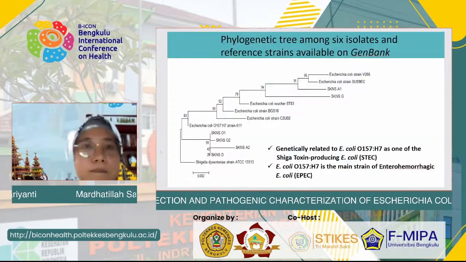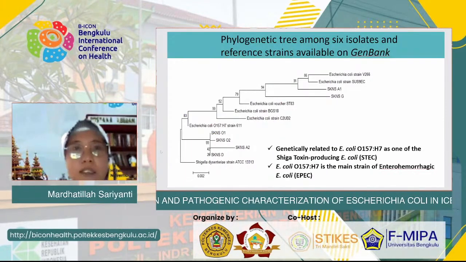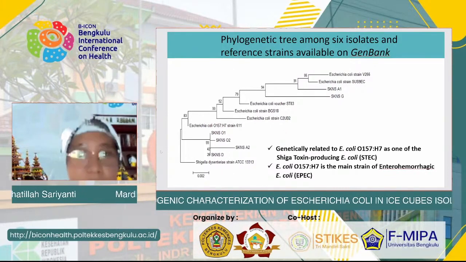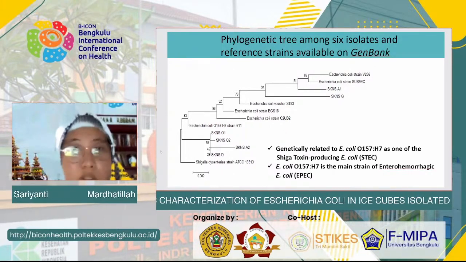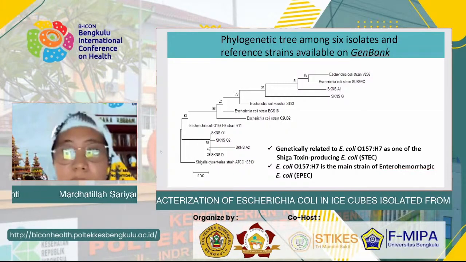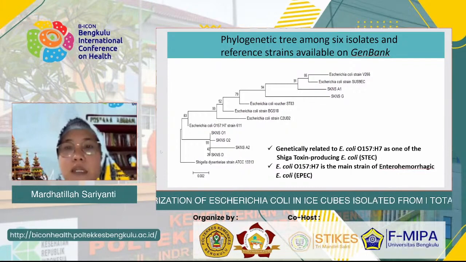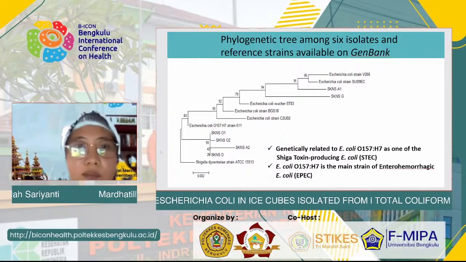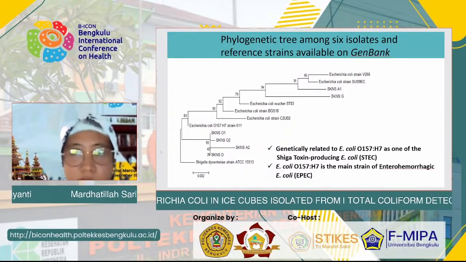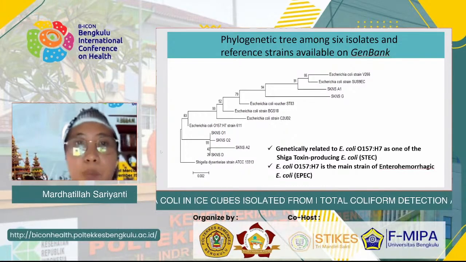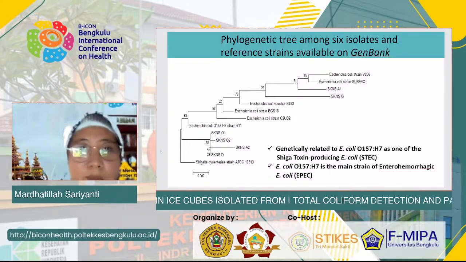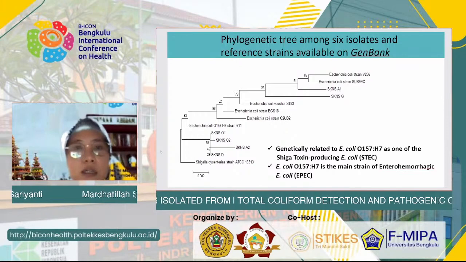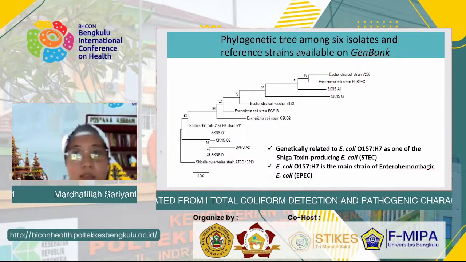Next slide. Okay, the phylogenetic tree indicates a close relationship between the E. coli isolates from the six positive ice cubes and the E. coli strain O157:H7, one of the Shiga toxin-producing E. coli, or STEC. It is also the main strain of enterohemorrhagic E. coli. Next slide.